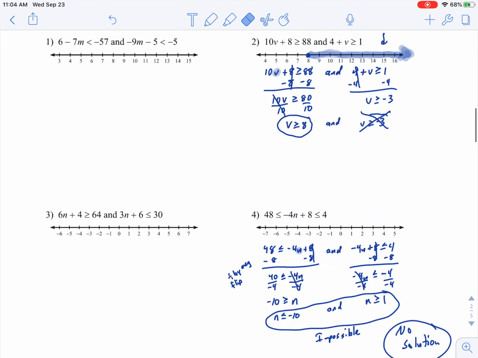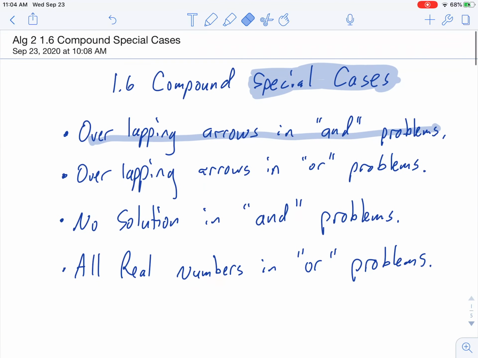Okay, so those are 2, I guess not in the right order, but 2 of our special cases. An and problem with overlapping arrows, you just do the smaller arrow, and an and problem where it's basically impossible, and that's no solution. And there's no arrow to draw at all.